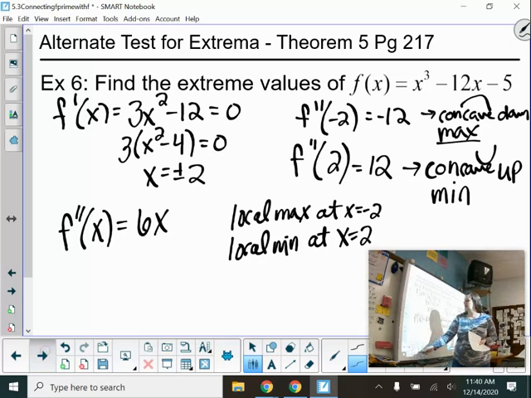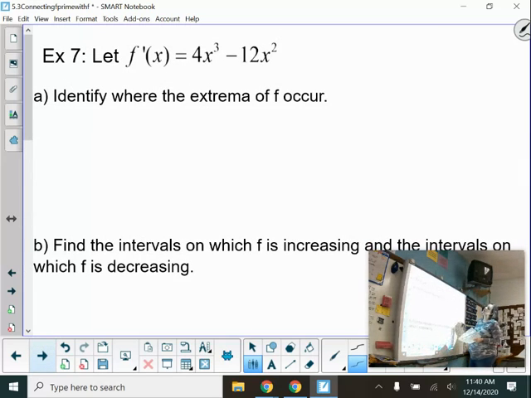Okay, now we have one that has a couple of different parts to it. This is example 7. We are given a first derivative to start off with, and then we're going to go through and find some different pieces of information with this. So part A, identify where the extrema of f occur. We are already given the first derivative. We don't have to take the derivative yet, but I do have to set this equal to 0 and solve.